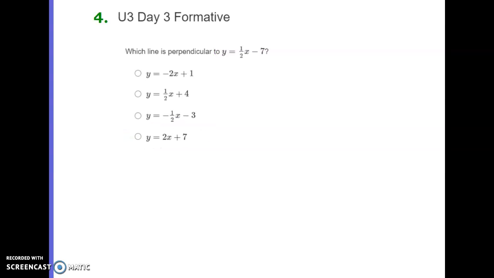Which line is perpendicular? Well, this slope is 1/2. The negative reciprocal to 1/2 is negative 2 over 1, or negative 2. So now the new slope has to be negative 2. Looks like the first answer is correct.